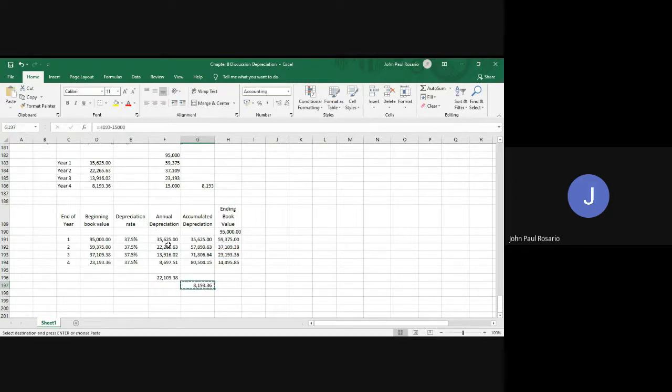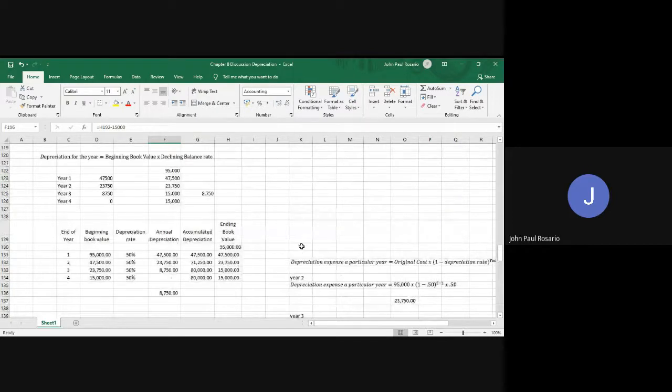So we copy this here. This is now your final depreciation schedule for 150% declining balance method. And again, your annual depreciation should equal your total depreciable amount.